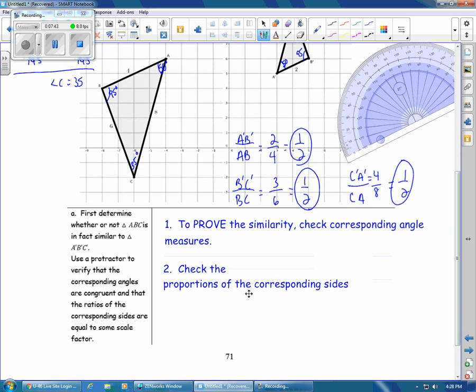So to prove the similarity, first check corresponding angle measures or check the proportions of the corresponding sides. If all of the sides are in proportion, or if 2 out of 3 angle measures are the same, you know that third one is going to be the same as well without even checking it. Okay, so that's how we can prove similarity.